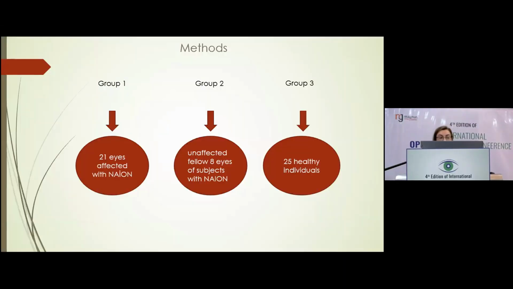Our study participants were divided into three groups. 21 eyes affected with non-arthritic ischemic optic neuropathy were classified as group 1, the unaffected fellow eyes of 8 subjects with NAION were classified as group 2, and 25 healthy individuals were classified as group 3.